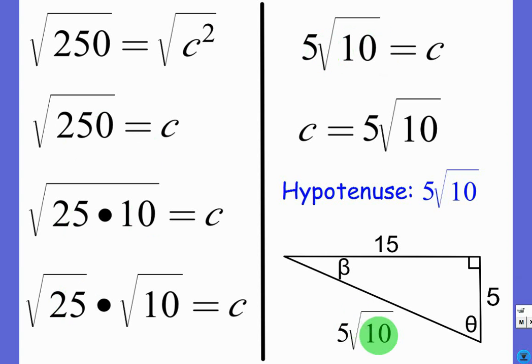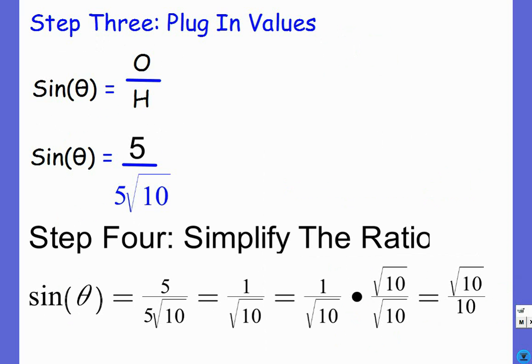Okay? So sine of beta would be what? 5 over 5 radical 10, right? Opposite over hypotenuse. There's my hypotenuse now. Now, the 5s will cancel, but then we have 1 over radical 10. We have to multiply the top and bottom by radical 10. So the final answer is square root of 10 over 10.